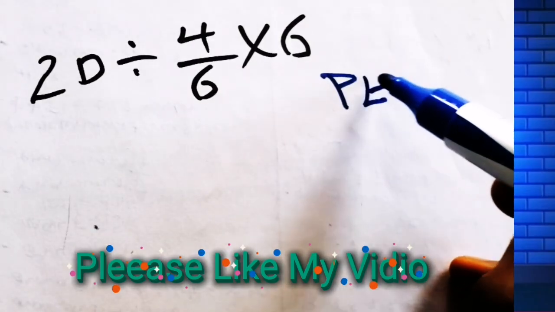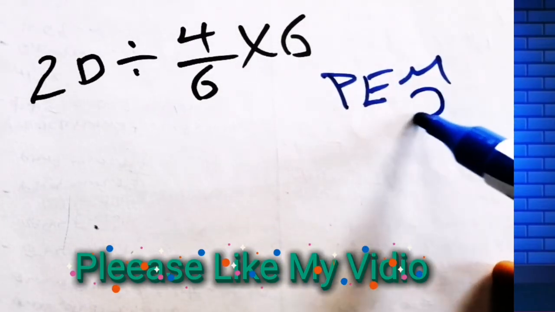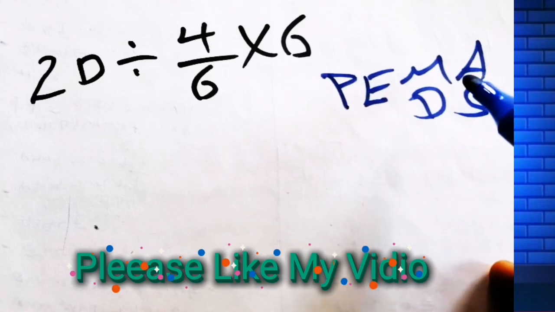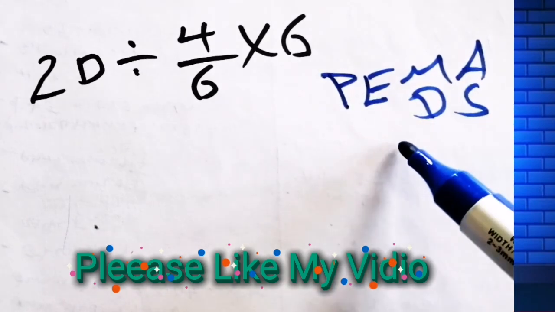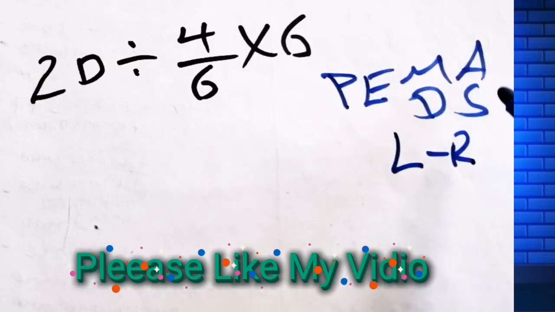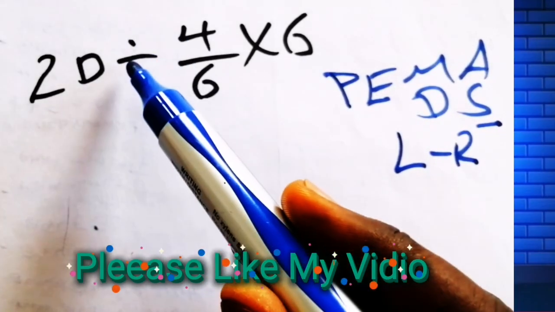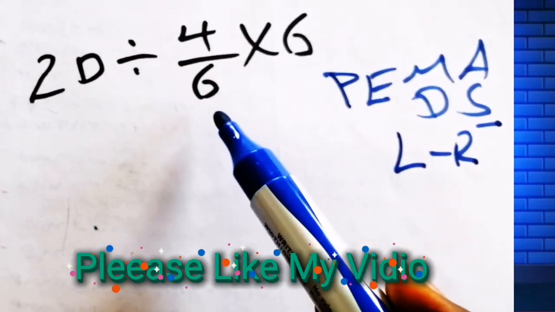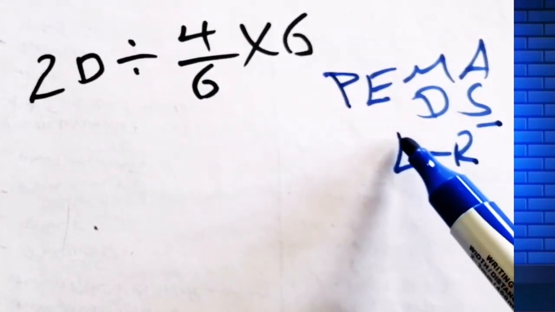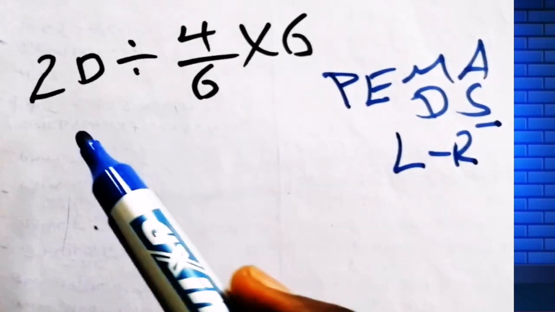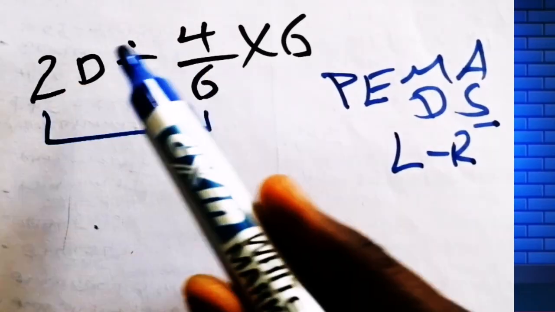then exponent and multiplication or division, and finally addition or subtraction. Remember that multiplication and division have equal priority, work from left to right. The same applies to addition and subtraction. In this case, there is one division and one multiplication. As I have told you, division and multiplication have equal priority, work from left to right. Therefore, we have to divide these numbers first.